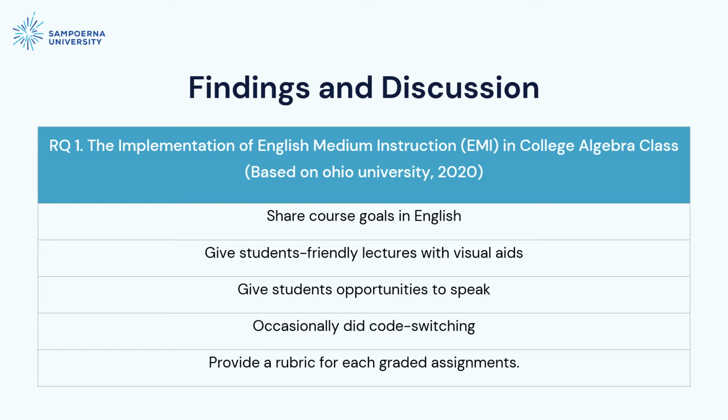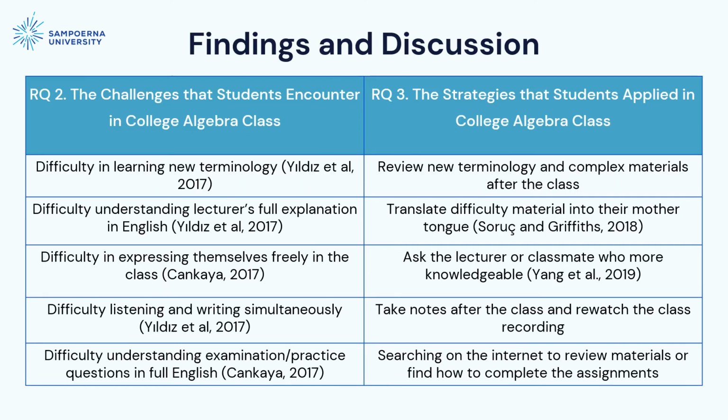Then another strategy that the lecturer used was that she provides a rubric for each graded assignment. The rubric is a guide for students and teachers to measure their work. It helps students see what is expected of them, especially when the rubric is shared. The students can read it immediately so that they can understand it well because of their limited use of English, since the college algebra class is not a language class. The rubric is more focused on the content and student participation in each project or assignment rather than on language.